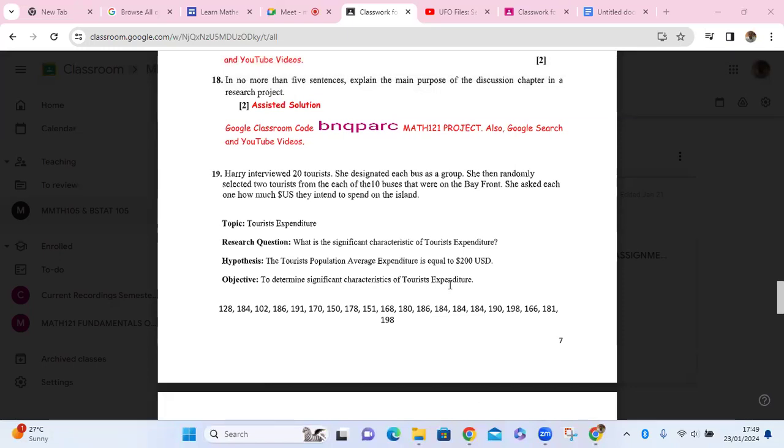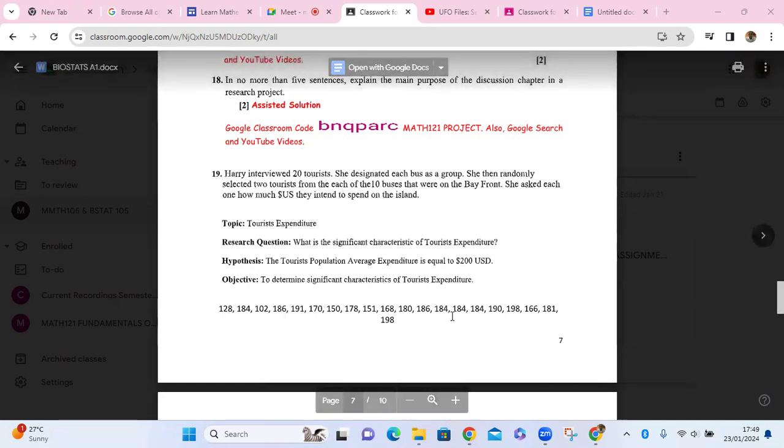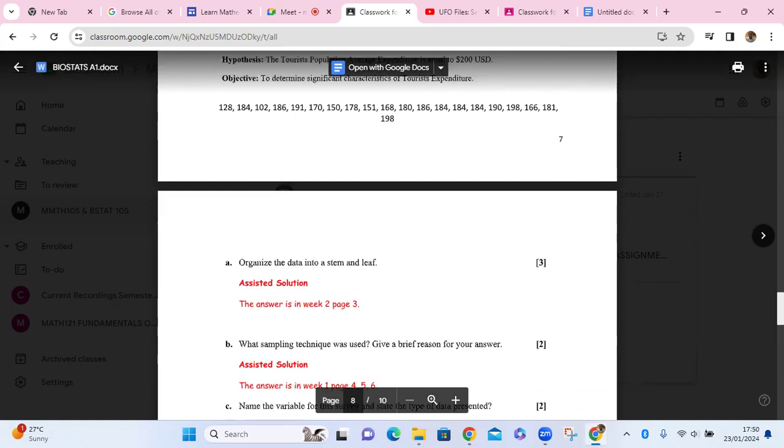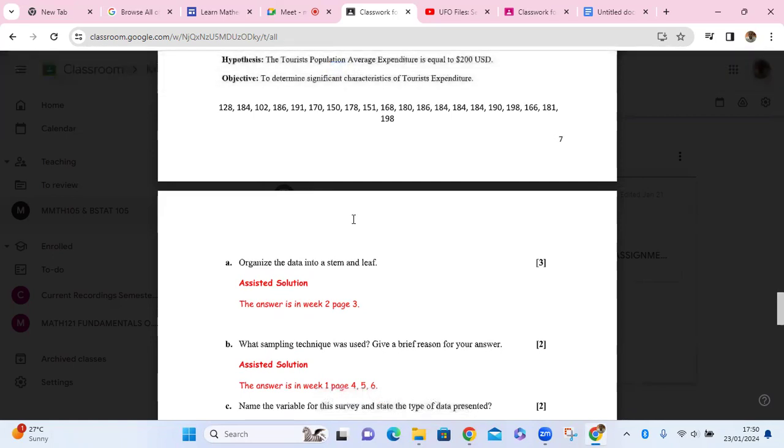And to fulfill that objective, to test that hypothesis, or to answer that research question using data, here's the data that was collected. She interviewed 20 tourists. So that's raw data. This data has to be organized, and there are different ways of organizing data. This question wants us to learn how to organize the data into a stem and leaf.